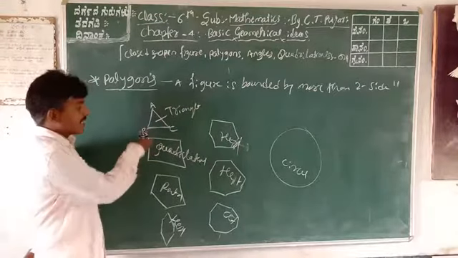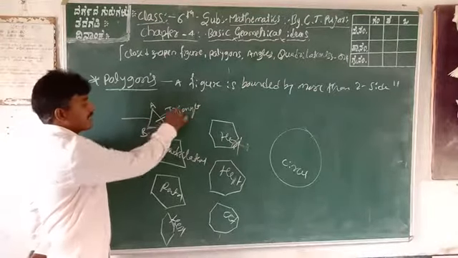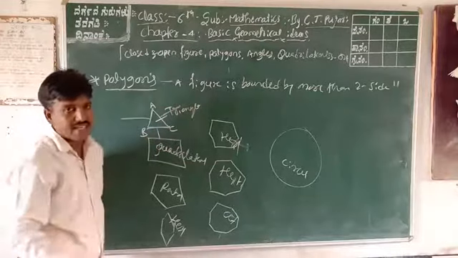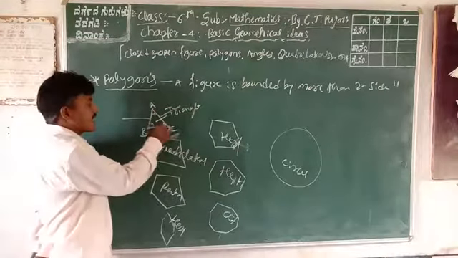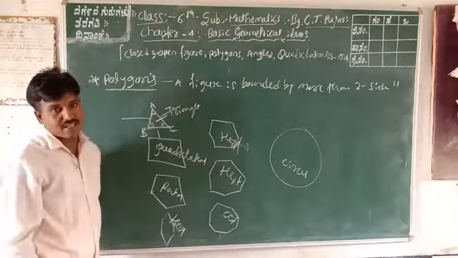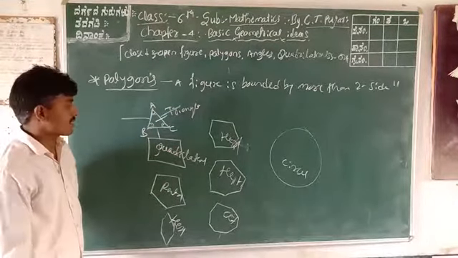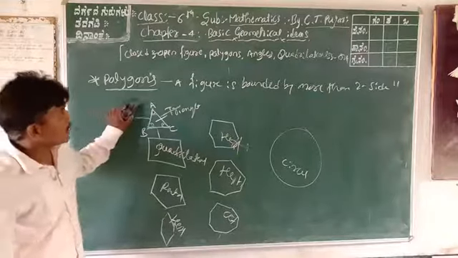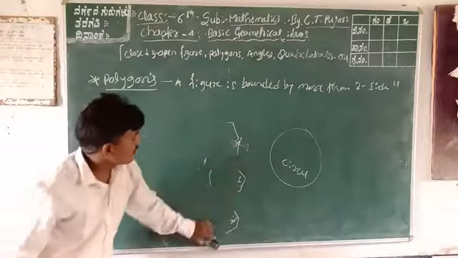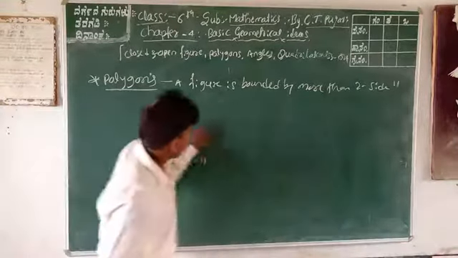In this triangle, three sides are here: AB side, AC side, BC side. Three sides are here. Three angles are here. And also three vertex points are here. Got it? How many diagonals are here? Zero diagonals are here.